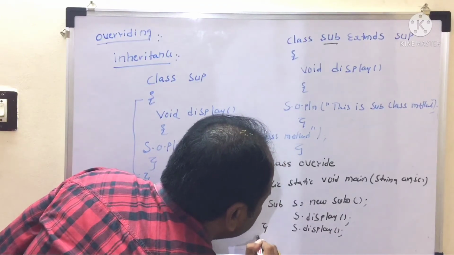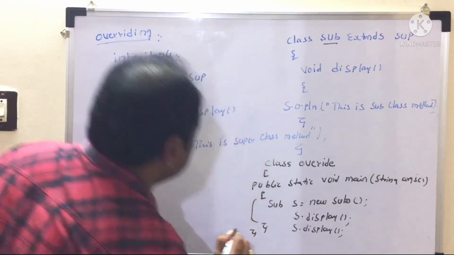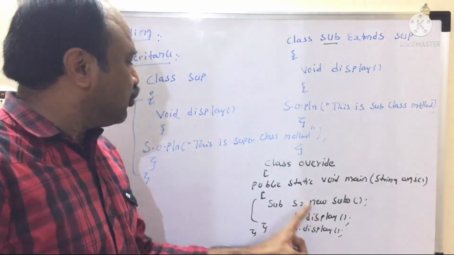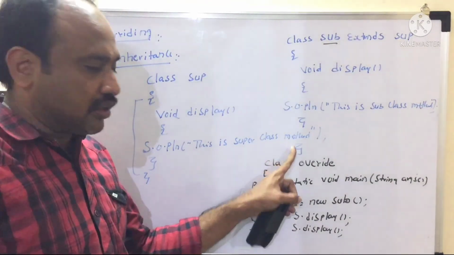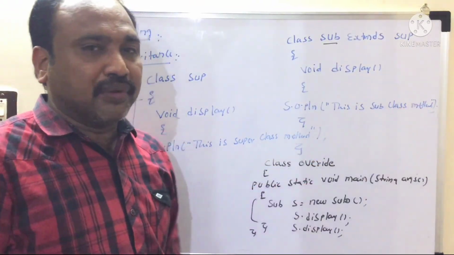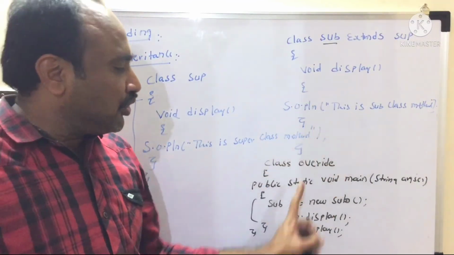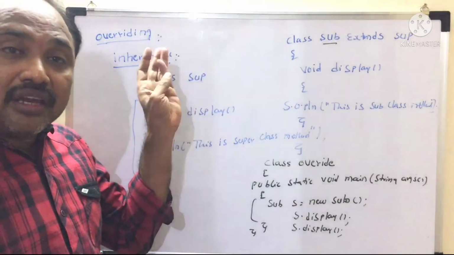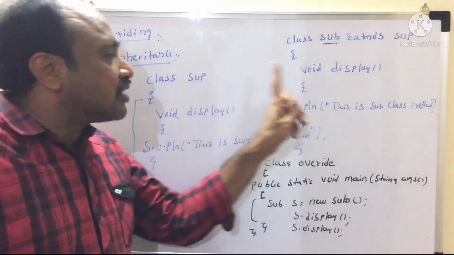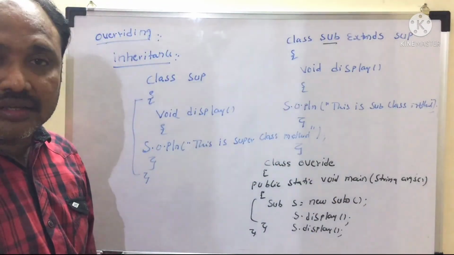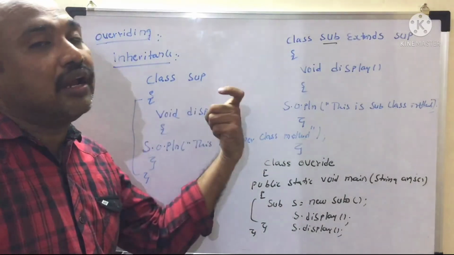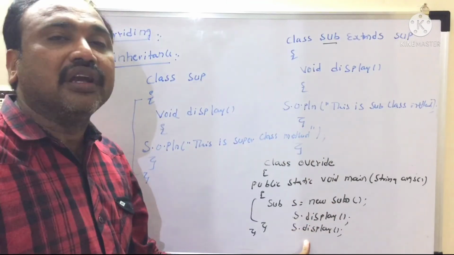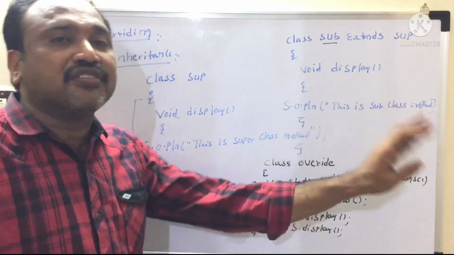Our expected output is: this is superclass method when the first s.display is called, and this is subclass method when the second s.display is called. But the actual output is, two times it will print this is subclass method. Because in the inheritance concept, when the superclass and subclass have the same method, the subclass method overrides the superclass data. That's why it prints this is subclass method, this is subclass method.